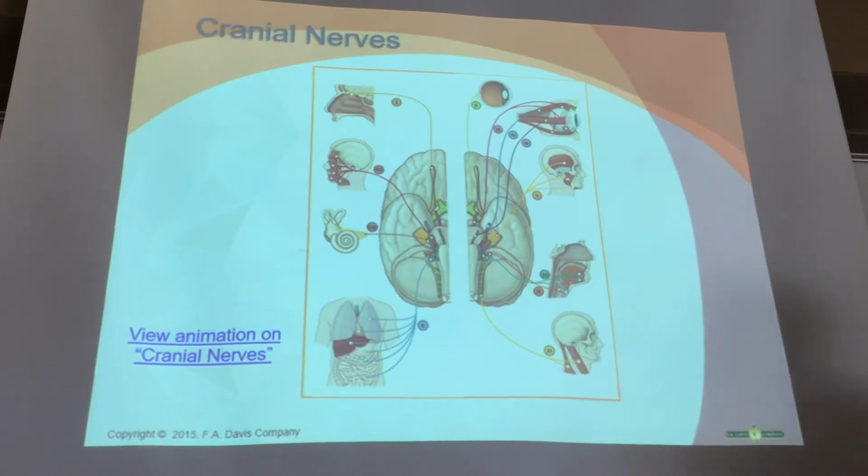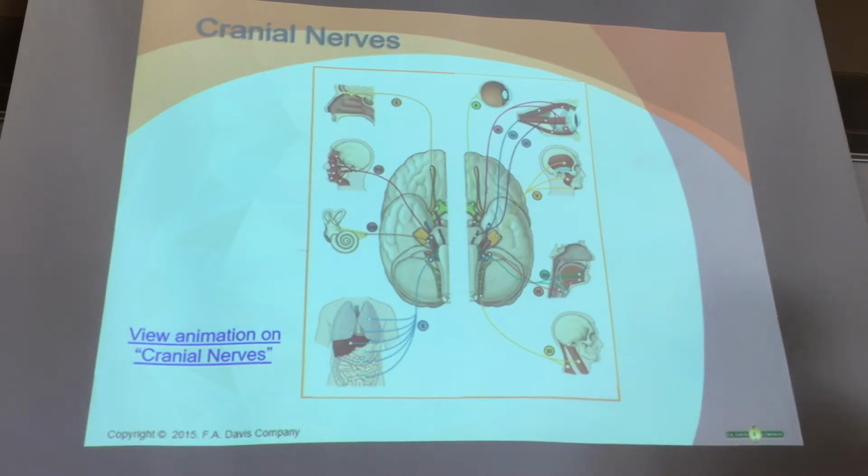Okay, number 8. Vestibulocochlear, or you can call it auditory, whatever you want to do. Sensory, motor, or both? Sensory. Good. And what do you think this is responsible for? Hearing. Good. All right.